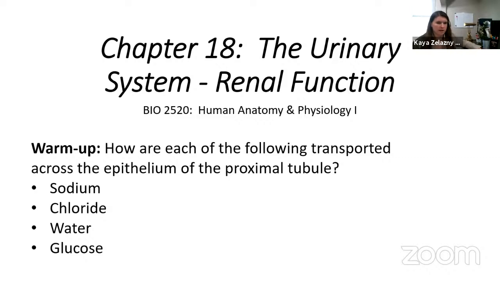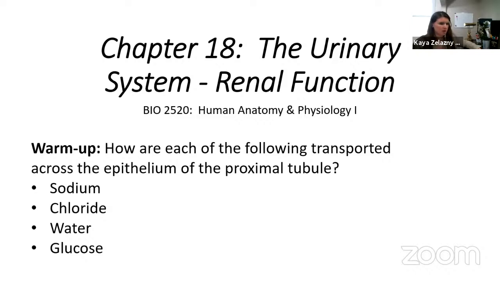Looks like we may have everybody with us for today. So let's remember where we left off with the proximal tubule, because today we're going to finish up with that and start to talk about water balance.